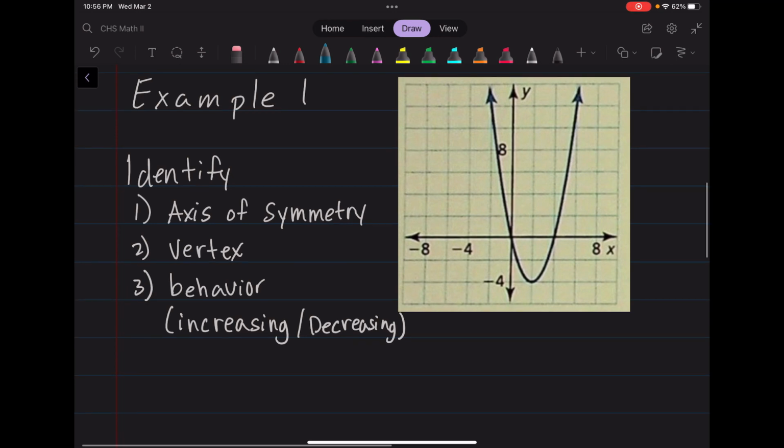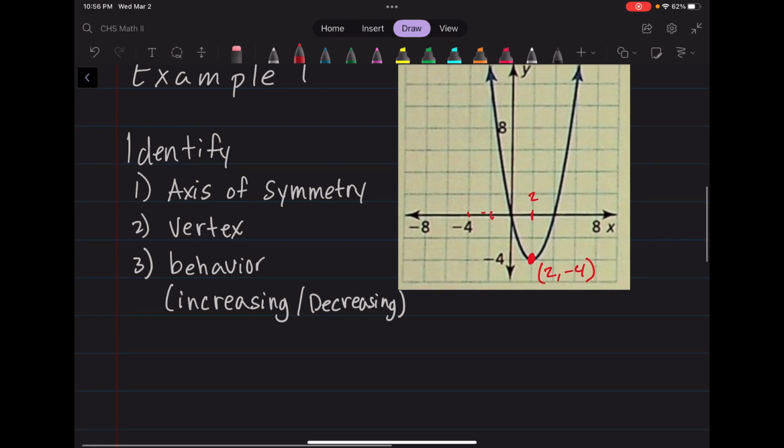Well, I always like to start with the easiest thing. So my first thing is going to be the vertex. And if we want to find that point, it looks like we're going by 2 every single time. This would be -2 here, so this would be a +2. So the point for the vertex is going to be (2, -4). We went to the right 2 and down 4.